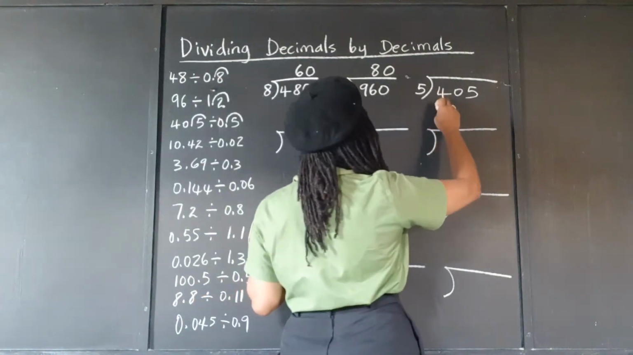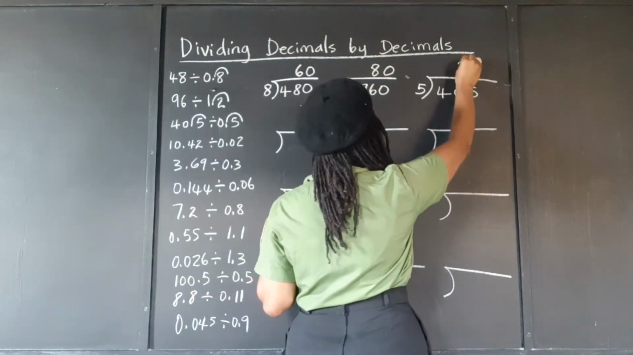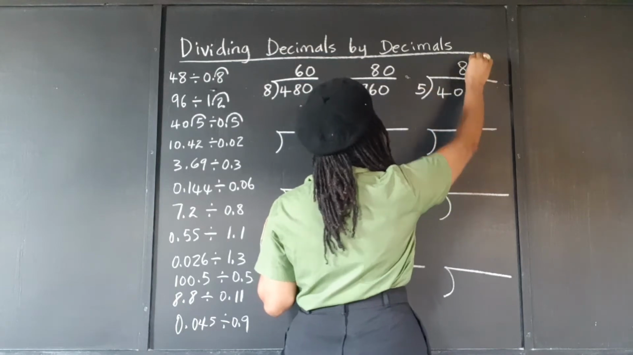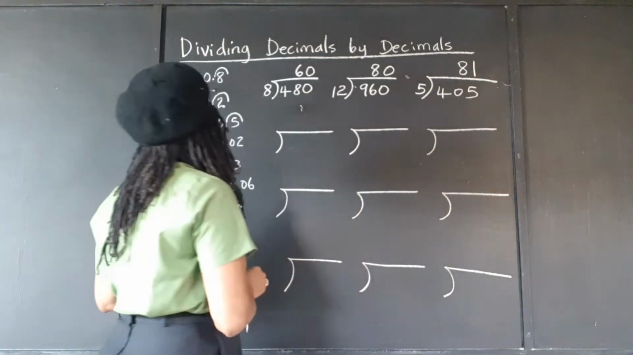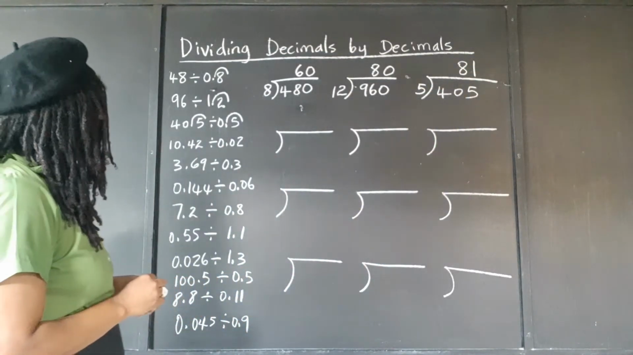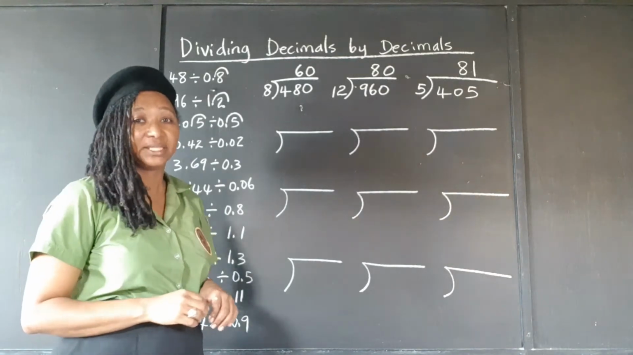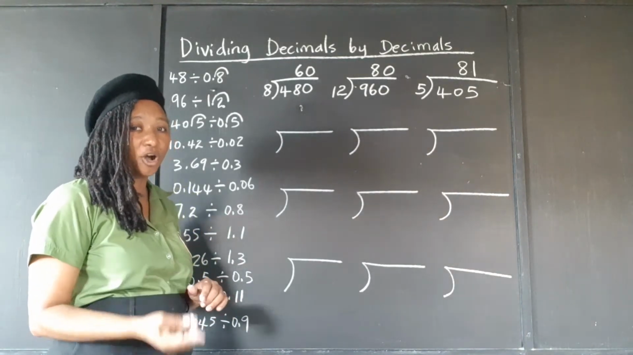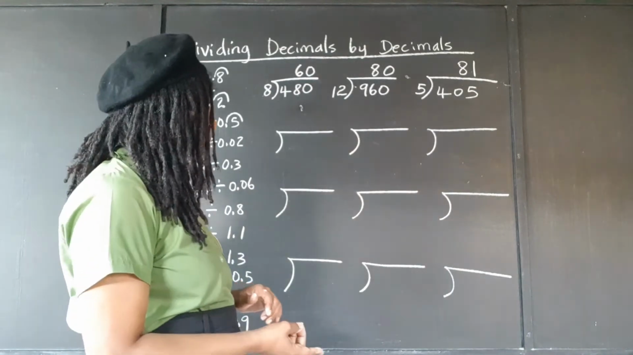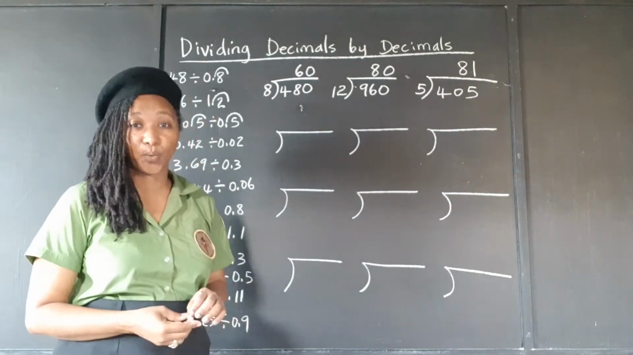5 cannot go into 4. 5 goes into 40 8 times. 5 goes into itself once. So 40.5 divided by 0.5 is the same as saying 405 divided by 5, and the answer is 81.